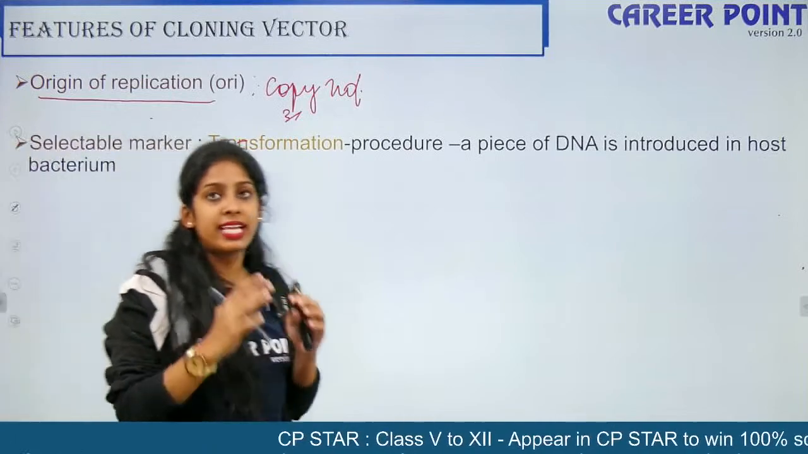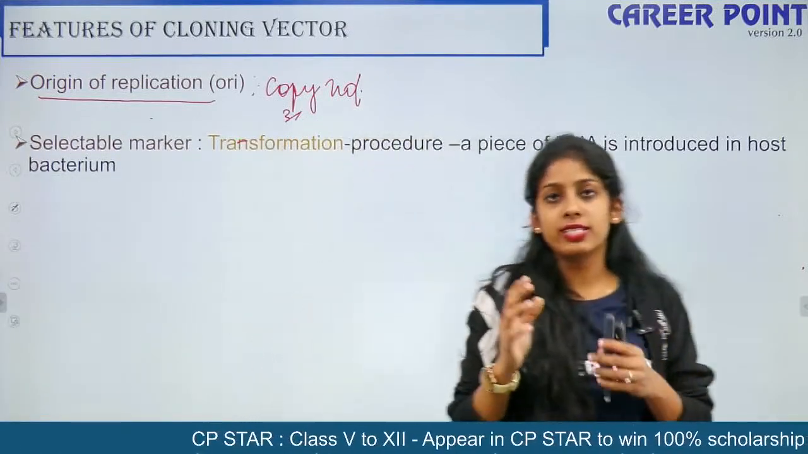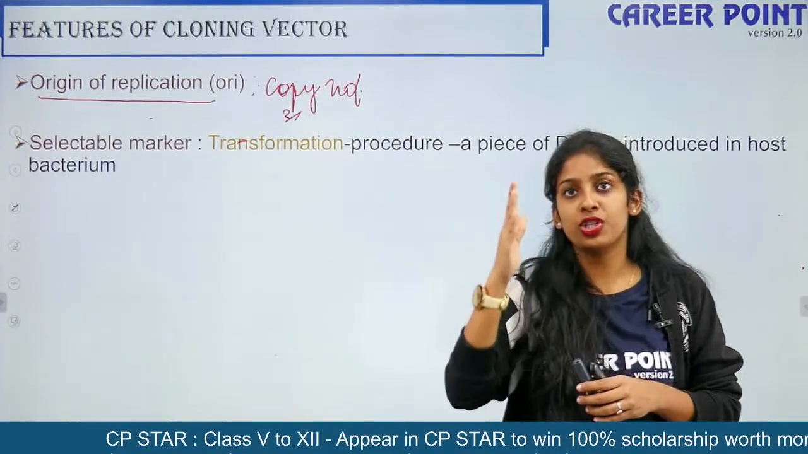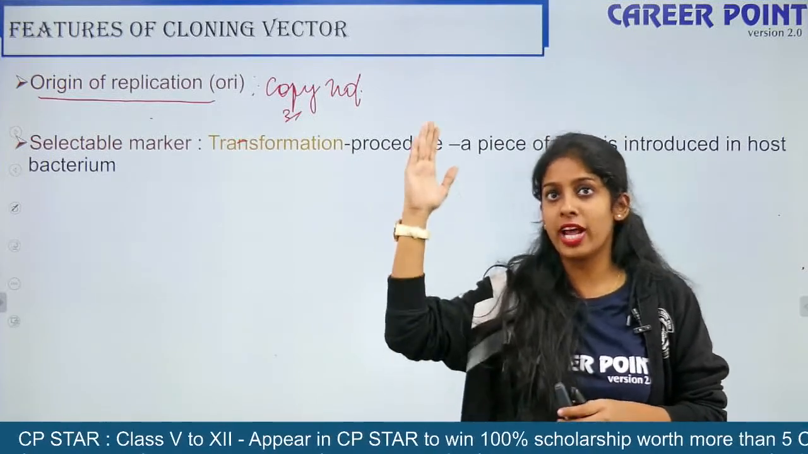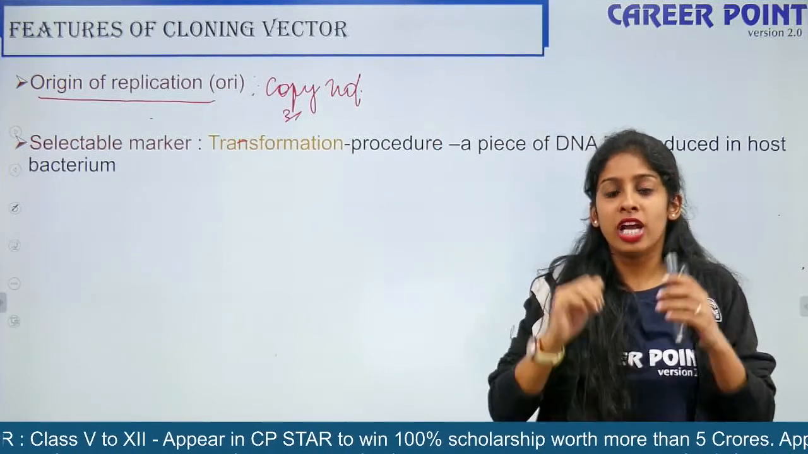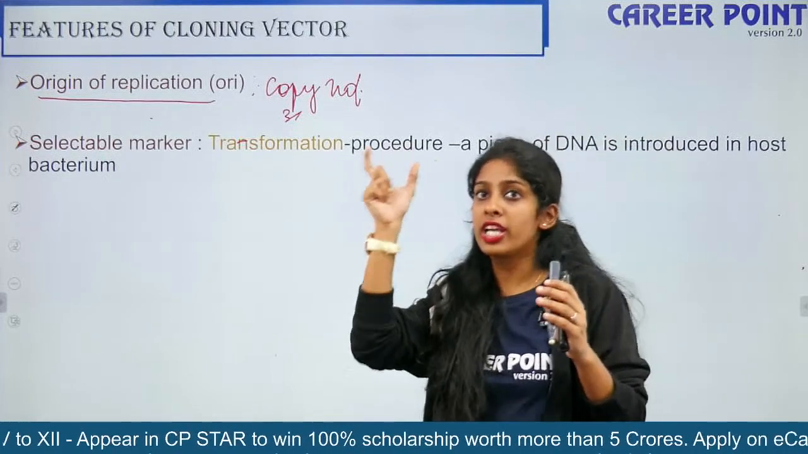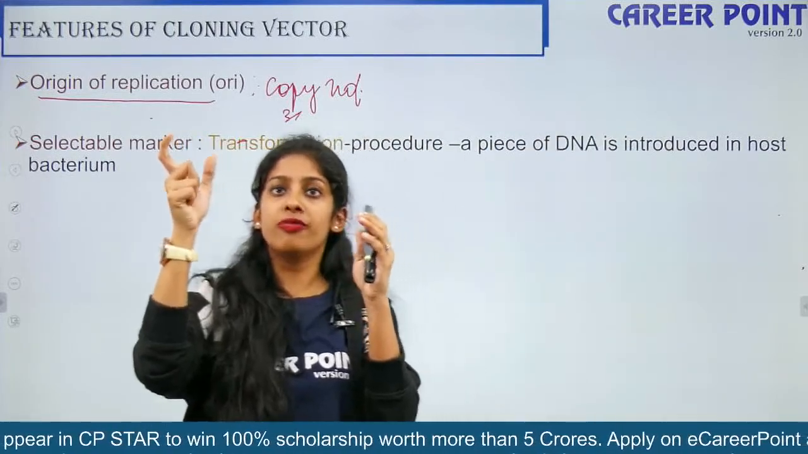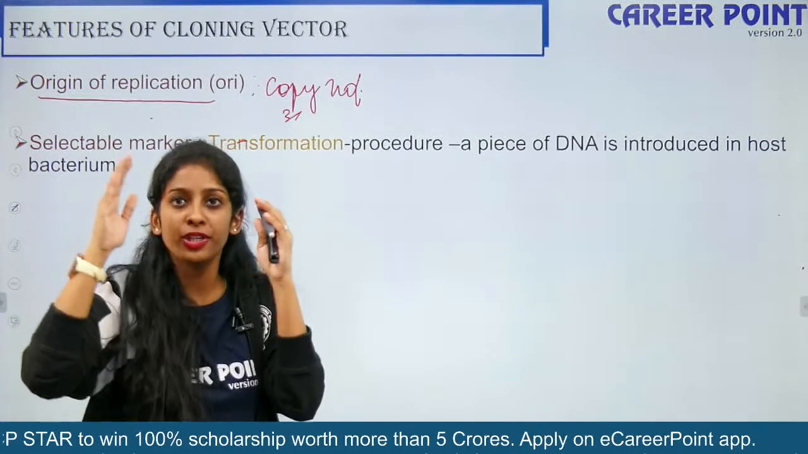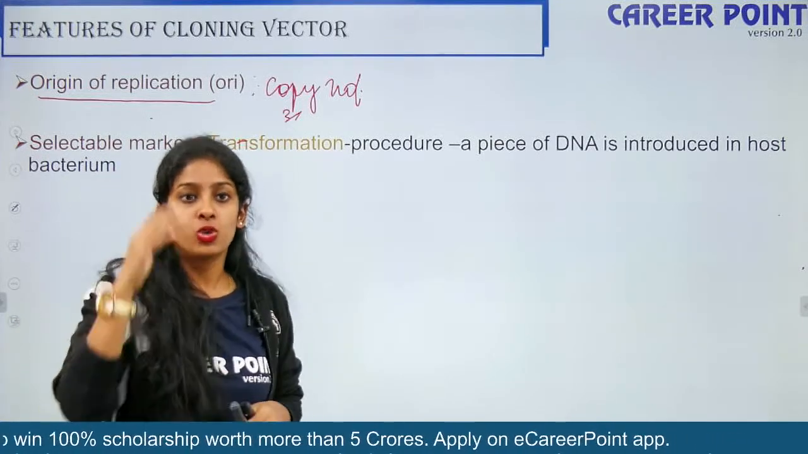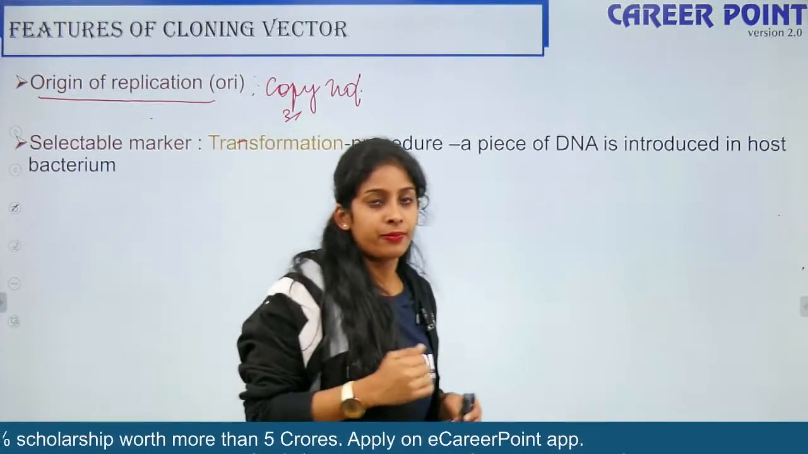Now you should have a selectable marker. Just like how we found out whether your restriction enzyme has worked or not, we ran the gel electrophoresis, right? Now to understand whether your recombinant DNA, that is your gene of interest, and your plasmid have joined together, how will you confirm? Each step needs a confirmation, right?